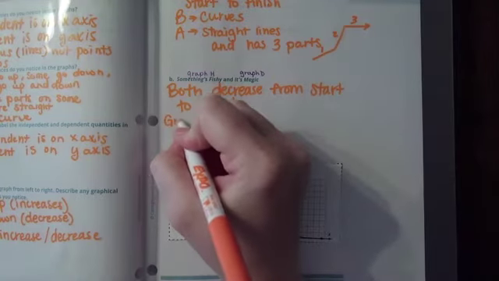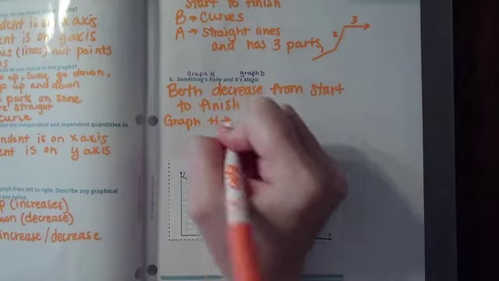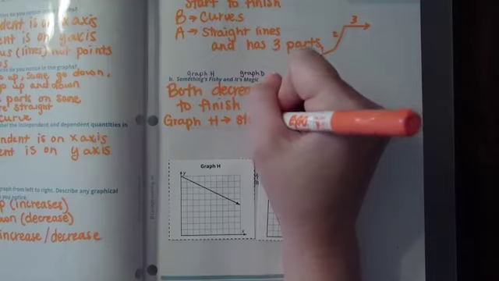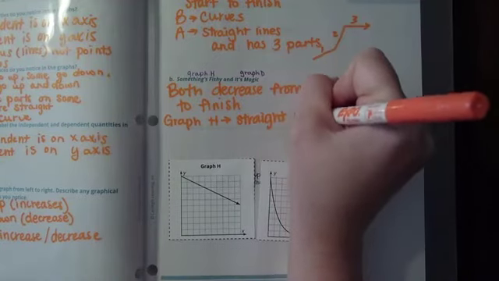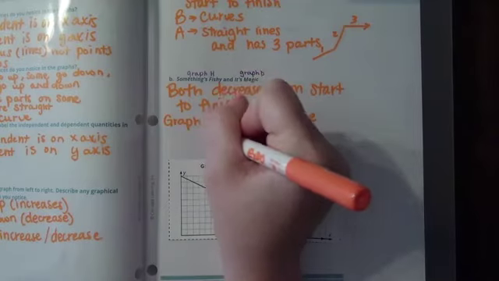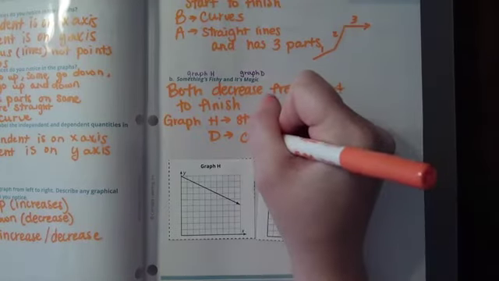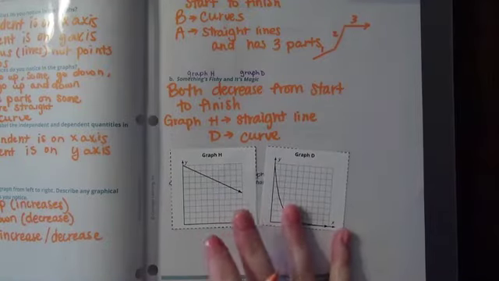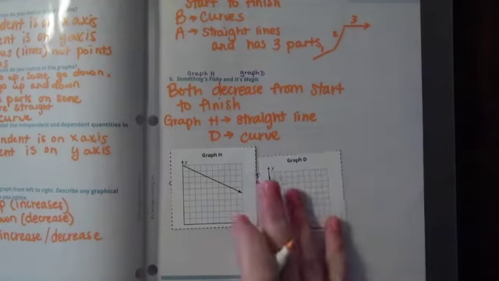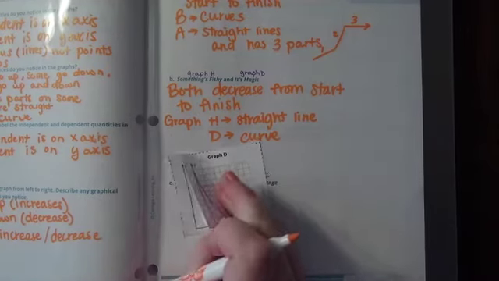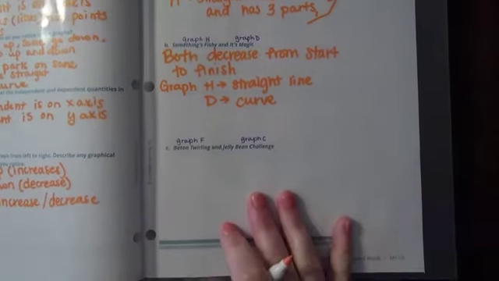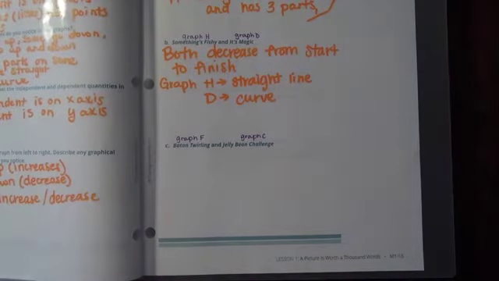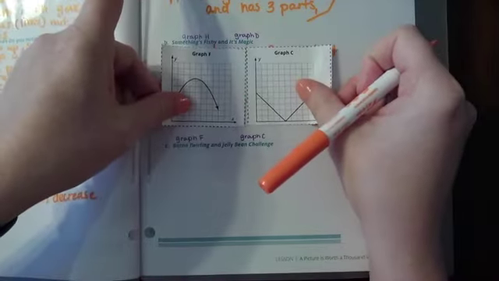Graph H is a straight line. And graph D is a curve. Okay, again, look to see if you can find anything else that's different. If you can't, that's okay. Those are the big things that I wanted to make sure that we understood. Okay, and then this last one, graph F and graph C. So graph F and graph C.